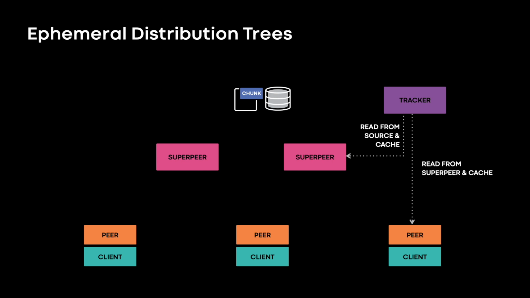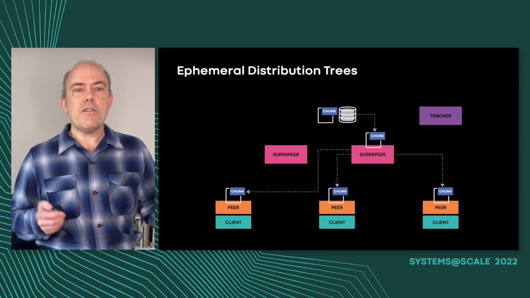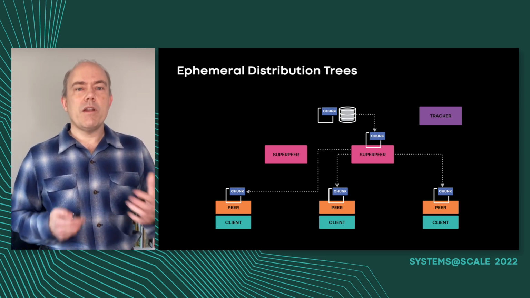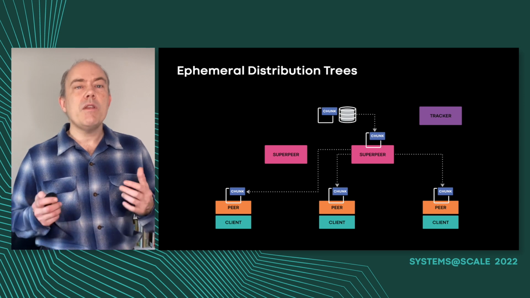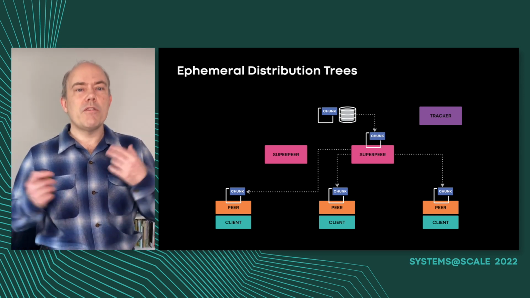Now, this forms what we call an ephemeral distribution tree, where the data flows through the superpeer to the peer, and then as other peers ask for the data, the tracker will continue to build out this distribution tree. The key here is that each node in the tree sends out data as soon as it arrives, rather than waiting for an entire chunk of data to arrive.